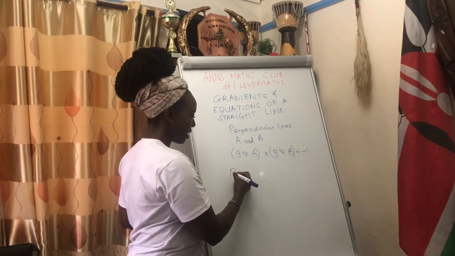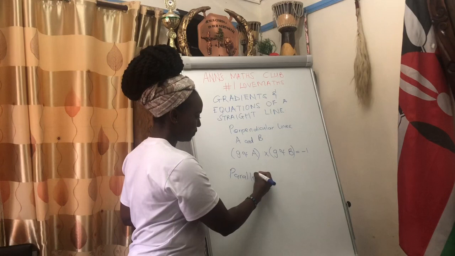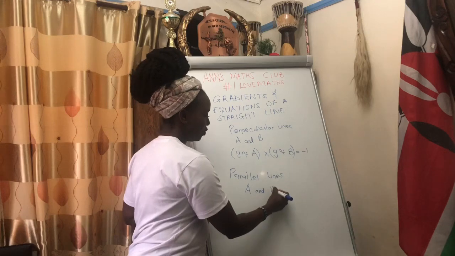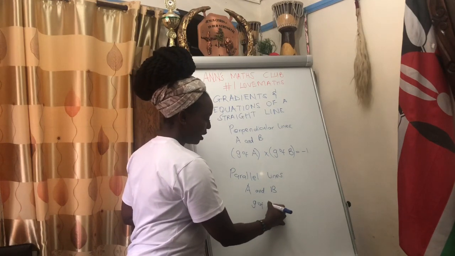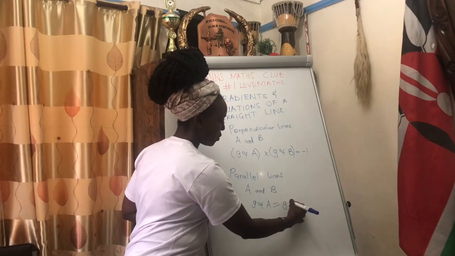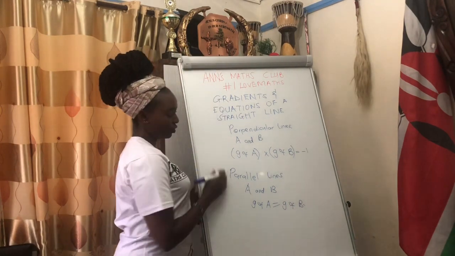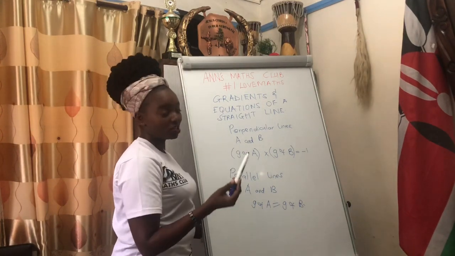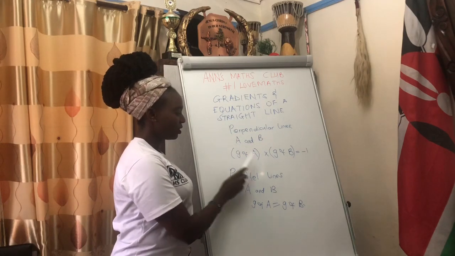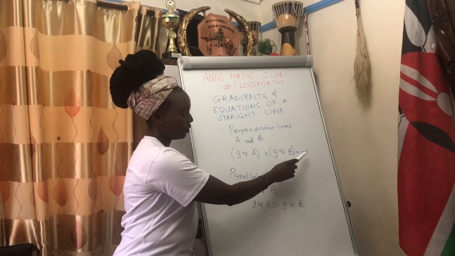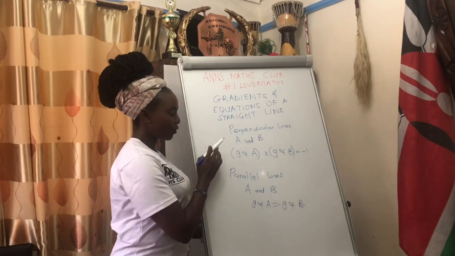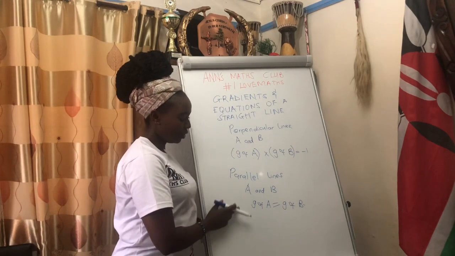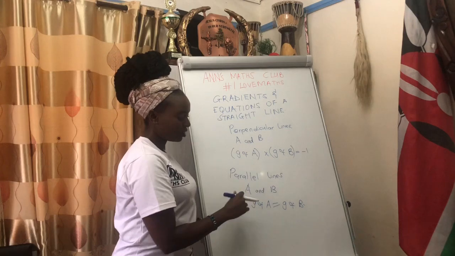And on parallel lines, let's assume we have A and B again. You need to know that the gradient of A should be equal to the gradient of B. So basically this is what you need to know. Once you're asked to determine if two lines are perpendicular, you will just focus on the gradient. If the gradient of A and the gradient of B, when you multiply them, gives you -1, they are perpendicular. And under parallel lines, A and B, their gradients should be equal.